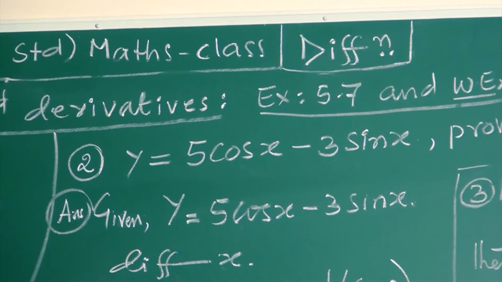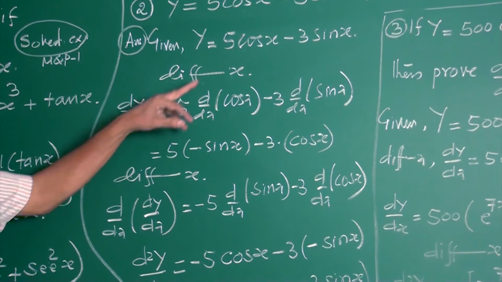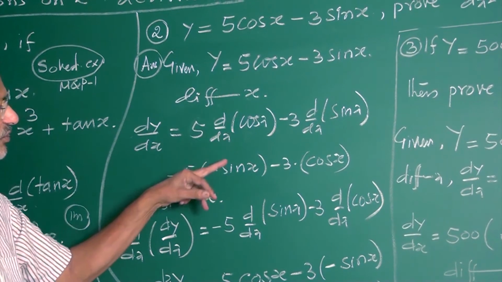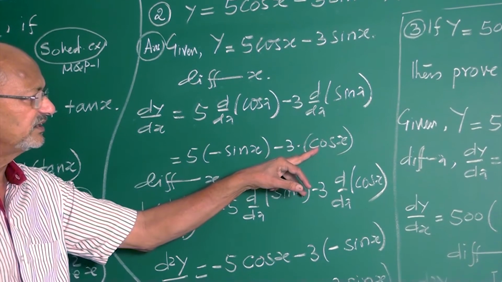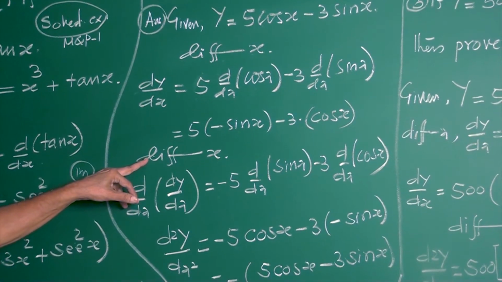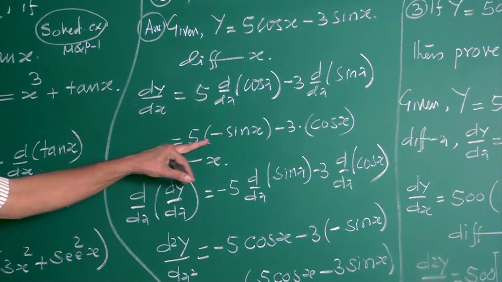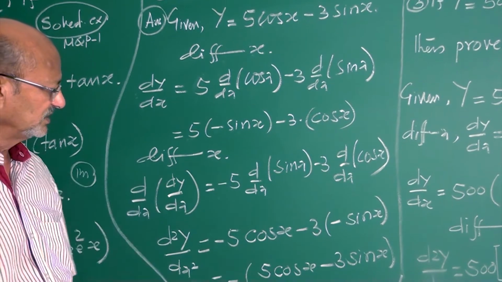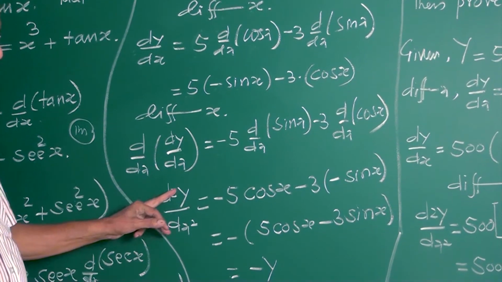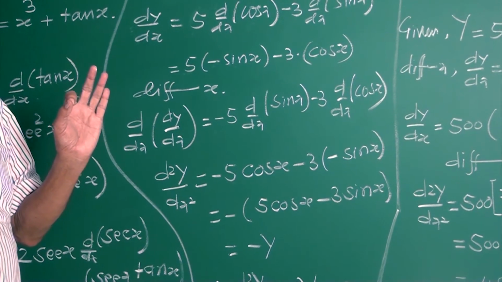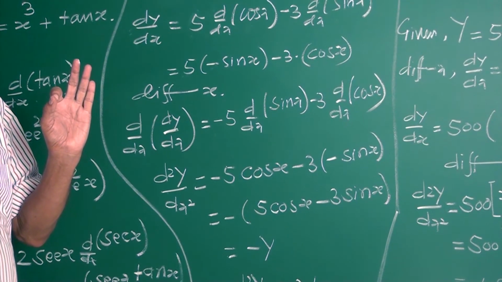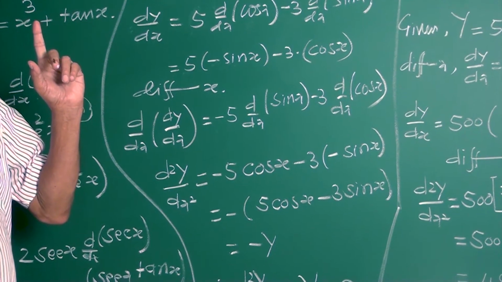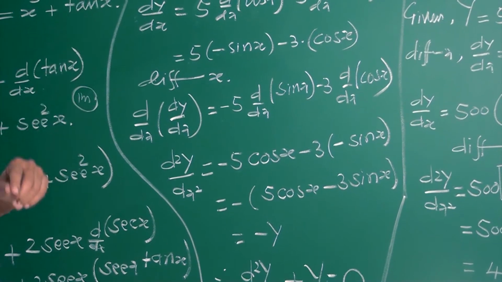Given, differentiate: dy by dx, 5 into derivative of cos, minus 3 into derivative of sine. Write the derivative of cos as minus sine, derivative of sine as cos. Differentiate again with respect to x, derivative of first derivative. Minus 5 into derivative of sine x, minus 3 into derivative of cos x. This is the second derivative, symbol d2y by dx2. Everything is explained in the earlier differentiation videos, successive differentiation. We have done a lot of examples there. One day I explained all these basics, my friends.